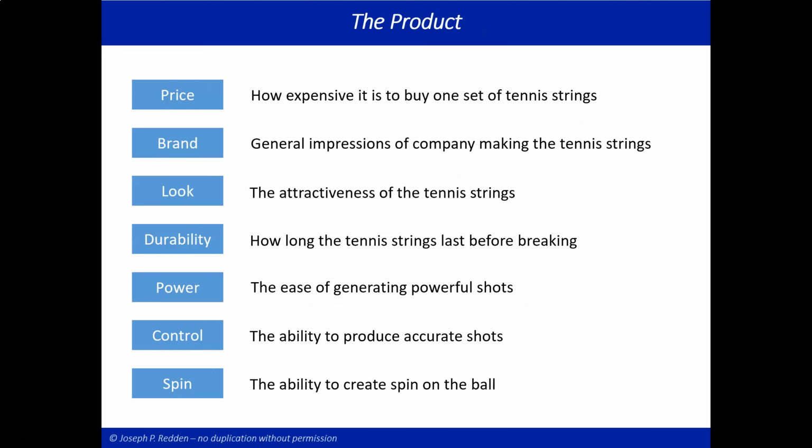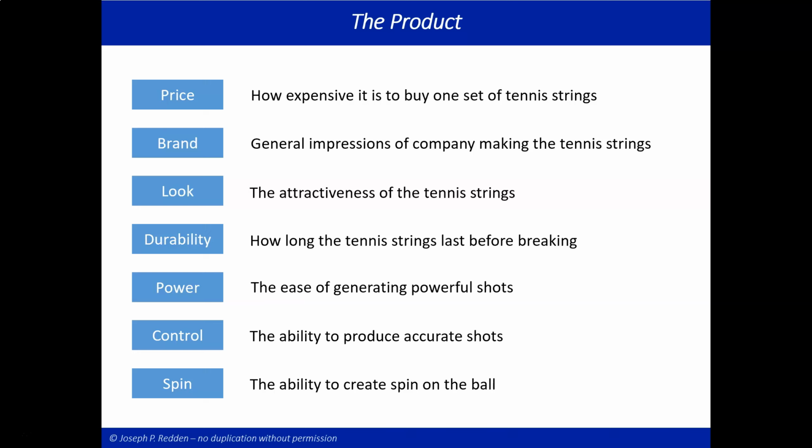So you have 7 attributes for your tennis strings. One is the price. How expensive is it to buy one set of tennis strings? Another is the brand. What are the general impressions of the company making the tennis strings? And so as you launch new products, you'll generally be able to leverage your brand. Third, there's the look. How attractive are the tennis strings? Do they look stylish? Do they offer lots of colors? Fourth is the durability. How long do the strings last before they break? Which will obviously affect how often people need to repurchase the strings.